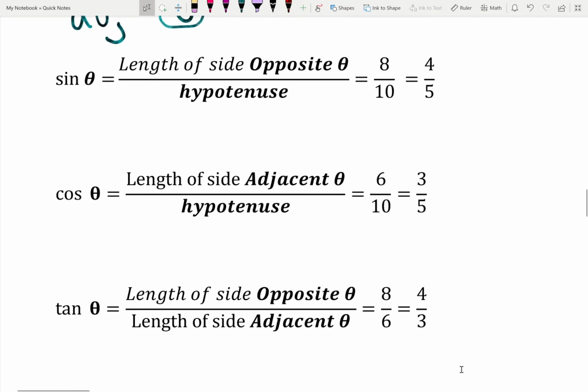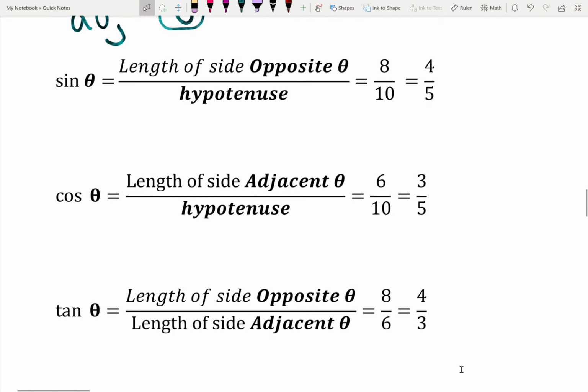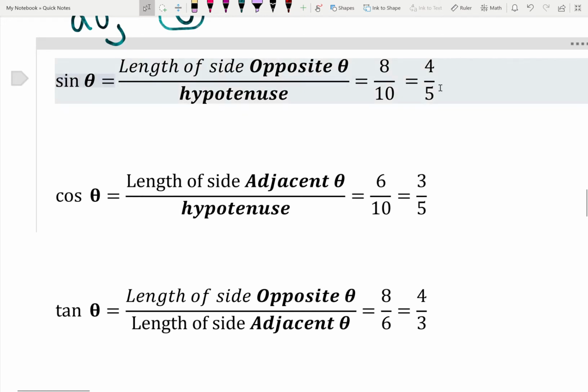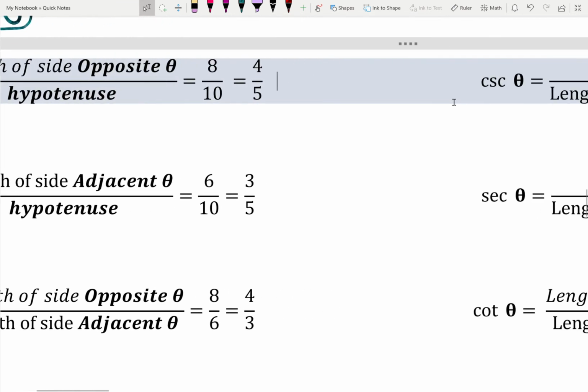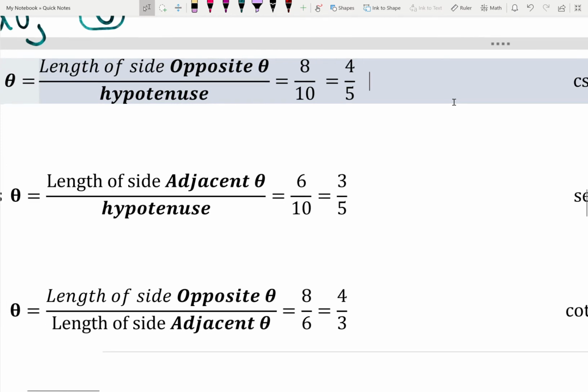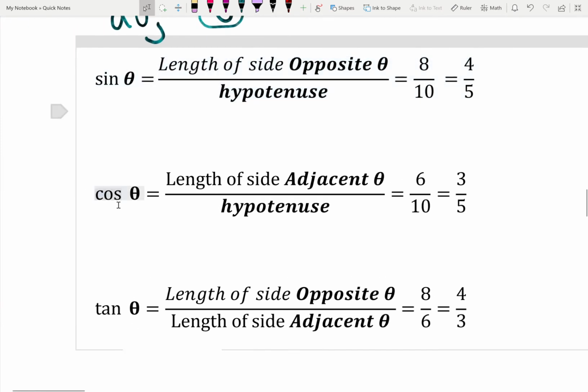And to find the other 3 trig functions, remember, they're the reciprocal. So to find out what cosecant is, I take sine and I just flip it on its head. So cosecant should equal 5 over 4. And secant should be 5 over 3, right? I'm just flipping them around. We already showed that they're the reciprocal. And that means cotangent should equal 3 over 4.